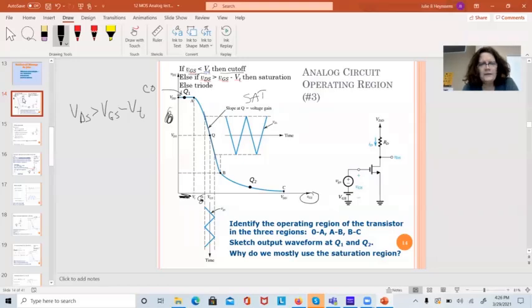And if that's not true, if VDS gets really small, this is the VDS axis, so this is my small VDS. If it's small, then I'm going to be in triode. Okay.